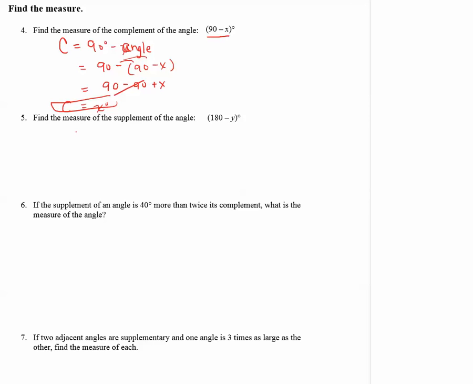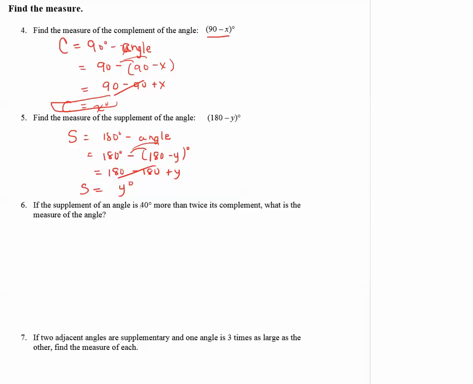Now let's find the measure of the supplement of an angle if the angle is 180 minus y. The supplement is 180 degrees minus the angle. So here we would do 180 degrees minus parentheses 180 minus y degrees. Again, clear the parentheses by distributing the minus. So then we have 180 minus 180 minus negative y, which is plus y. When we add like terms, 180 minus 180 is 0, and we're left with y degrees. So if the angle is 180 minus y, then the supplement is just y.